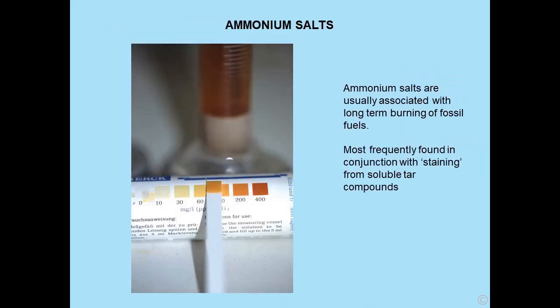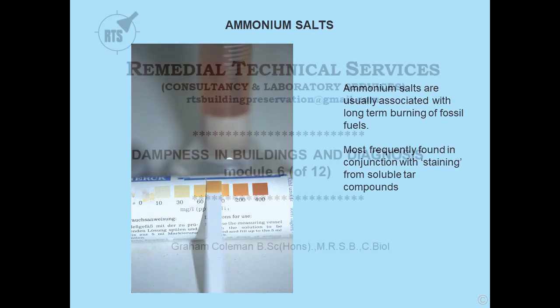Finally, ammonium salts. These are usually associated with long-term burning of fossil fuels, and they're frequently found in conjunction with staining from soluble tar compounds. So if we take a sample, shake it up, you get this sort of tobacco-coloured water extract. And of course, ammonium salts are hygroscopic.